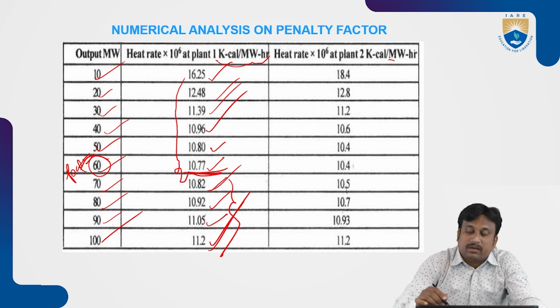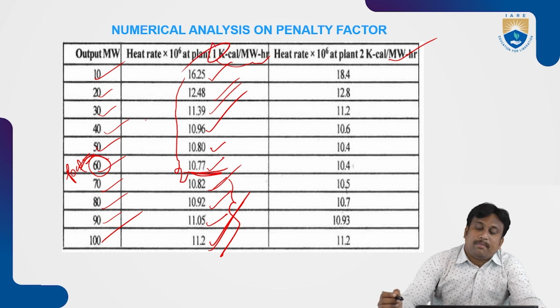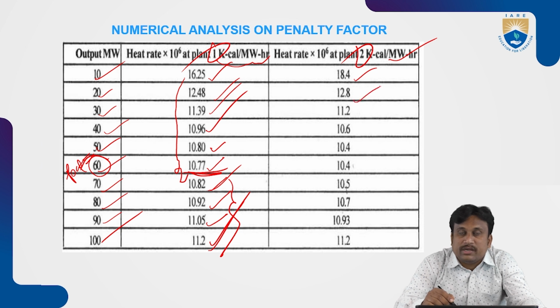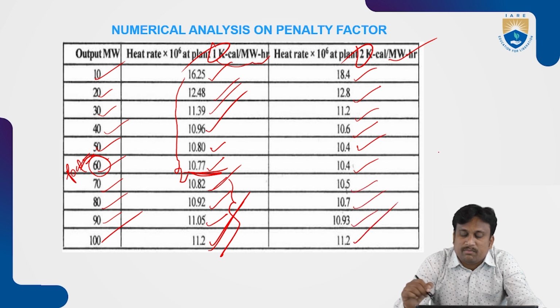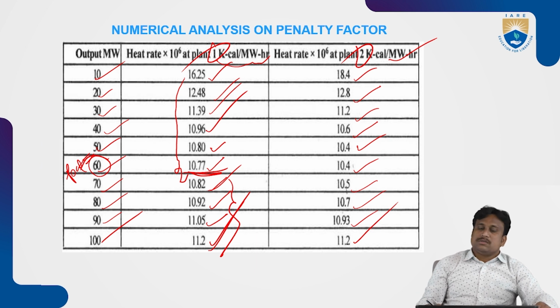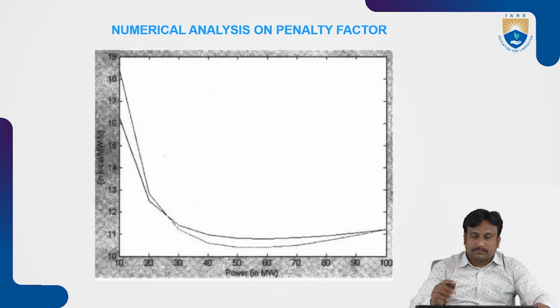Now the same heat rate into 10 power 6 at plant 2. This is what happened for plant 1. For plant 2, the values are 18.4, 12.8, 11.2, 10.6, 10.4, 10.4, 10.5, 10.7, 10.93, 11.2, till it reaches 11.2. So there is an incremental order observed in the second plant case.